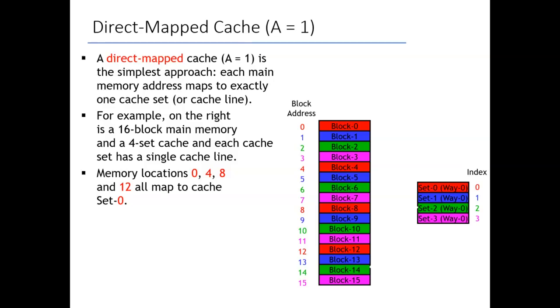Which block will be mapped to set 0? Blocks 0, 4, 8, and 12 will be mapped to set 0. Okay. Which blocks will be mapped to set number 1?